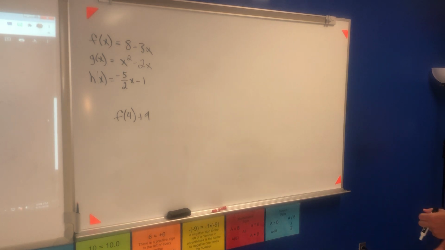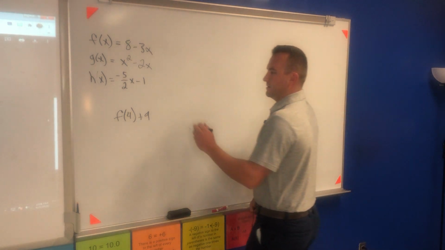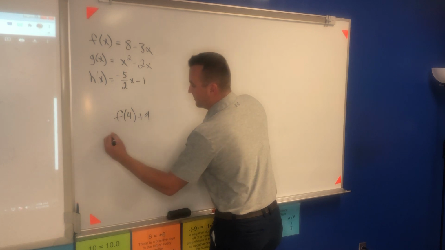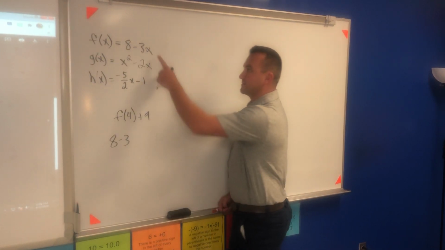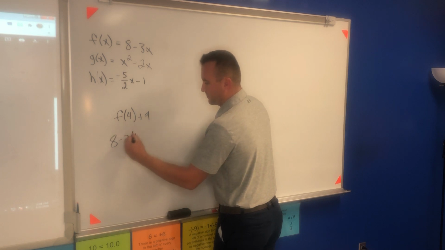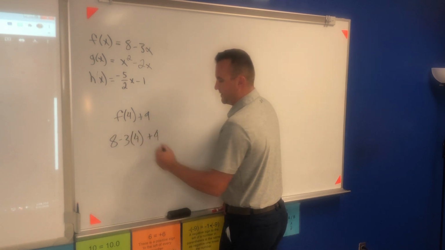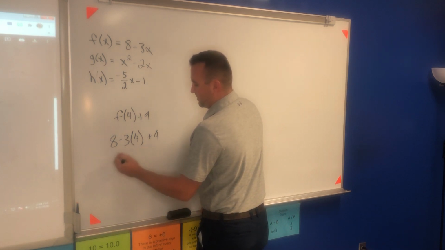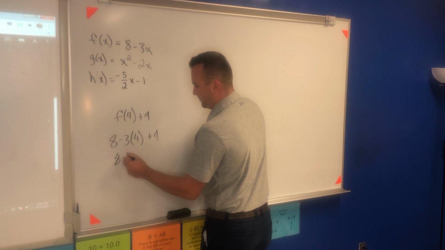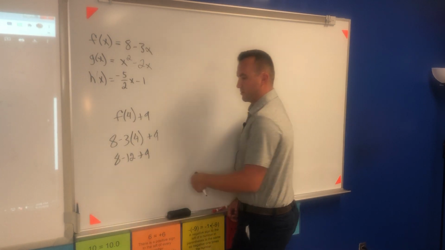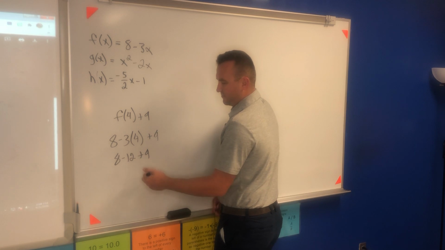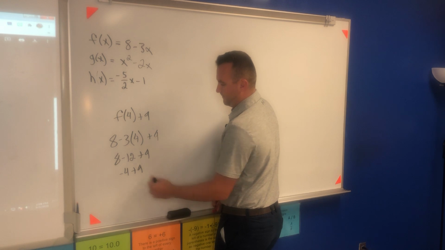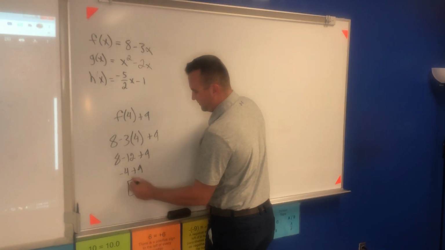Okay, it says f of 4 plus 9. All this is wanting you to do is find the equation f of x. So it's x minus 3x, but instead of x, I'm going to replace it with 4 plus 9, okay? So multiply right here would be negative 12 plus 9. Order of operations, 8 minus 12 would be negative 4 plus 9. Negative 4 plus 9 would be 5.